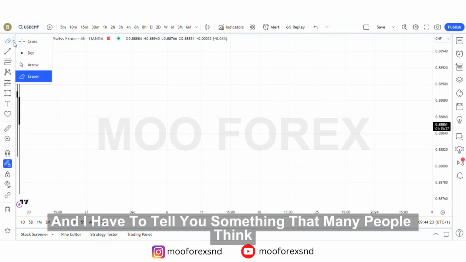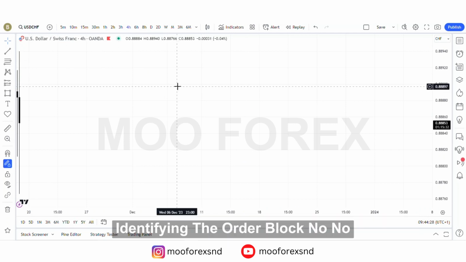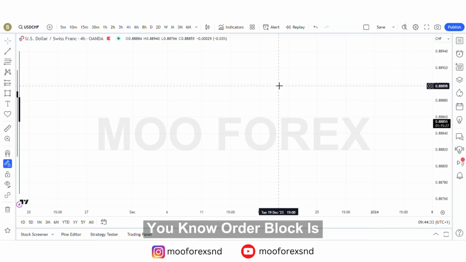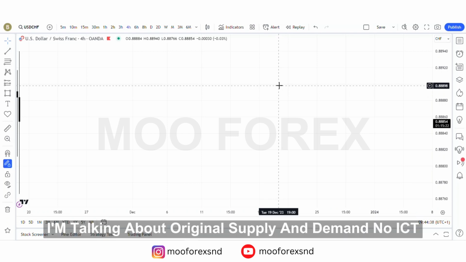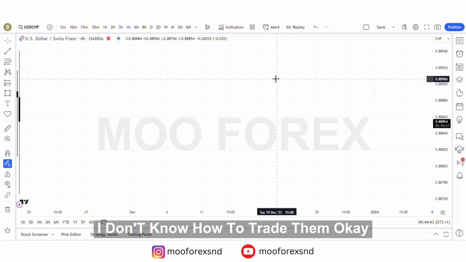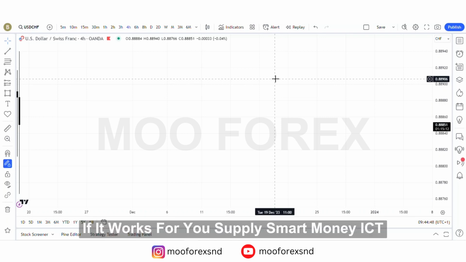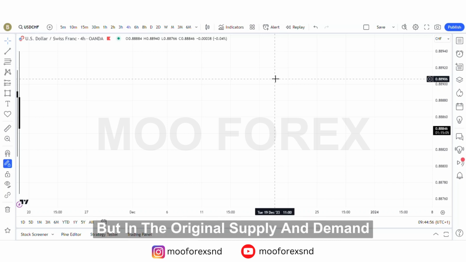And I have to tell you something, many people think that supply and demand trading is all about identifying the order block. No, no, no, guys. Order block is just a very small part of supply and demand trading. I'm talking about original supply and demand. No ICT, no smart money, I don't know how to trade them. Anyway, guys, if smart money or ICT works for you, then stay with it. Don't change it. But in the original supply and demand, order block is a very small part.